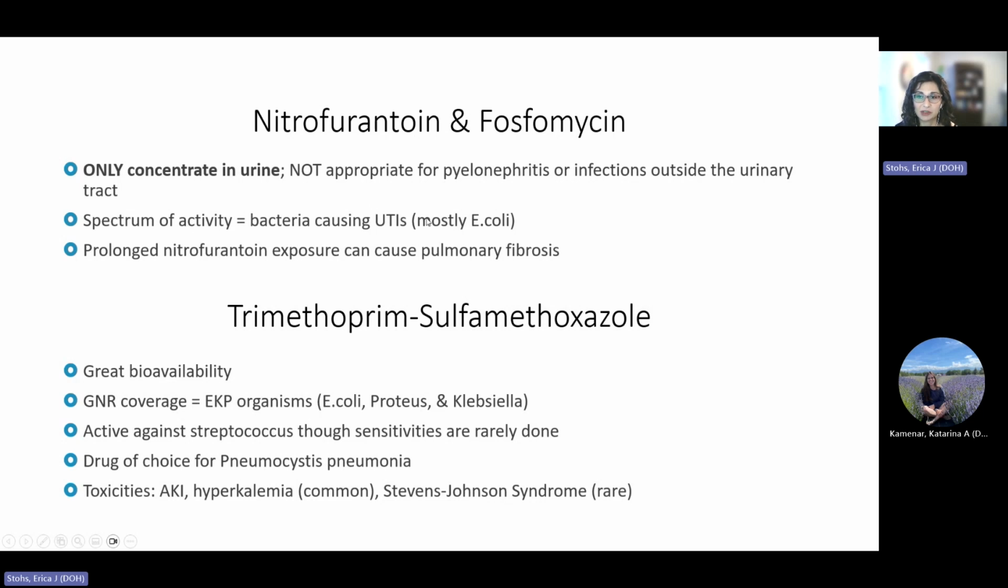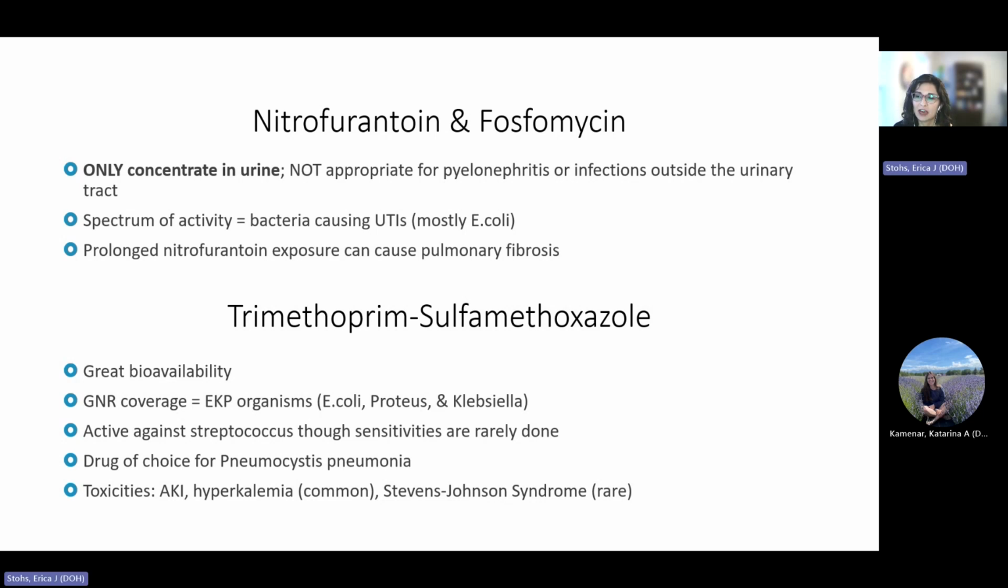So we use this for UTI. E. coli in particular is our main one that we're using that for. And the important thing to think about with prolonged nitrofurantoin is that long-term you could cause pulmonary fibrosis, meaning we would not want to go to this drug as a long-term suppression for UTI for that reason.